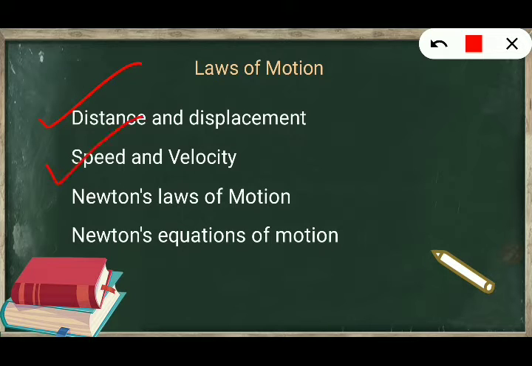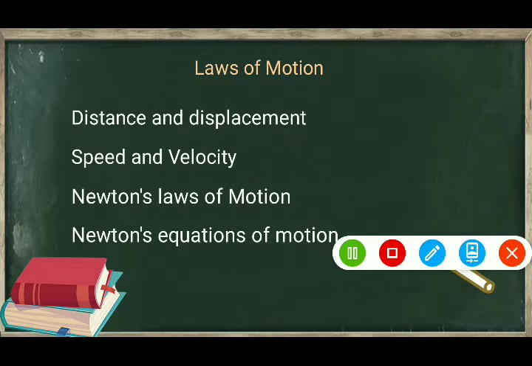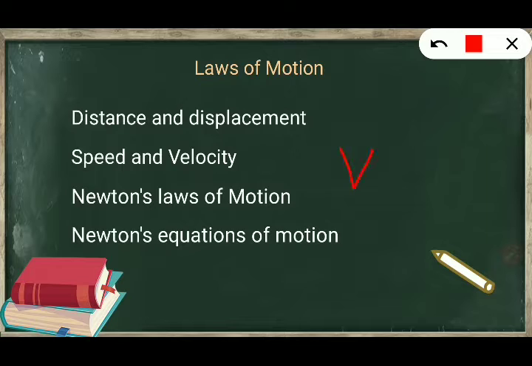Next, speed and velocity. You know that speed is equal to distance per unit time, the distance traveled by the object per unit time. Next is velocity. What is meant by velocity? Velocity is nothing but displacement per unit time. Displacement uses the letter small s, so you can say V is equal to s upon t. Alright, next, Newton's laws of motion.